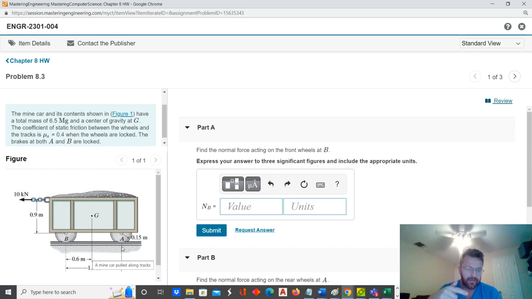If the applied force of 10 kilonewtons doesn't exceed the maximum static frictional force that can be supplied by both wheels, then the actual cart won't be in motion and it will be static friction, which can be anywhere from zero up to the maximum value. However, we don't know until we actually go through and do the problem. And of course, in order to determine what that maximum static friction force is associated with both wheels, we'll need to determine the normal forces at each wheel.